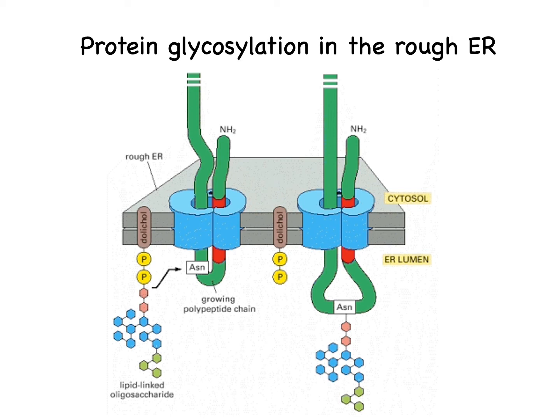So this N-linked glycosylation shown here, the oligosaccharide is anchored to the membrane and synthesized off of a lipid in the membrane, and then it's transferred to the nascent peptide chain as it comes through the transporter.